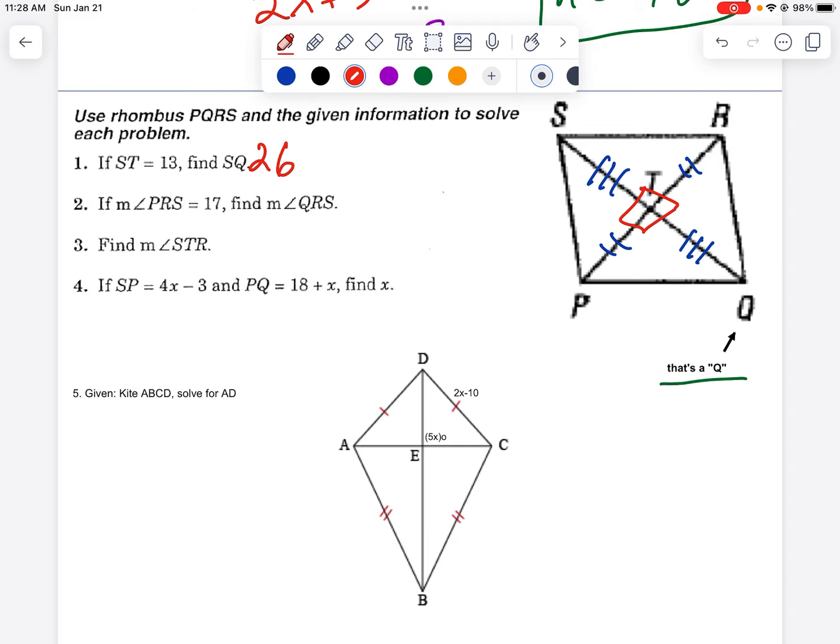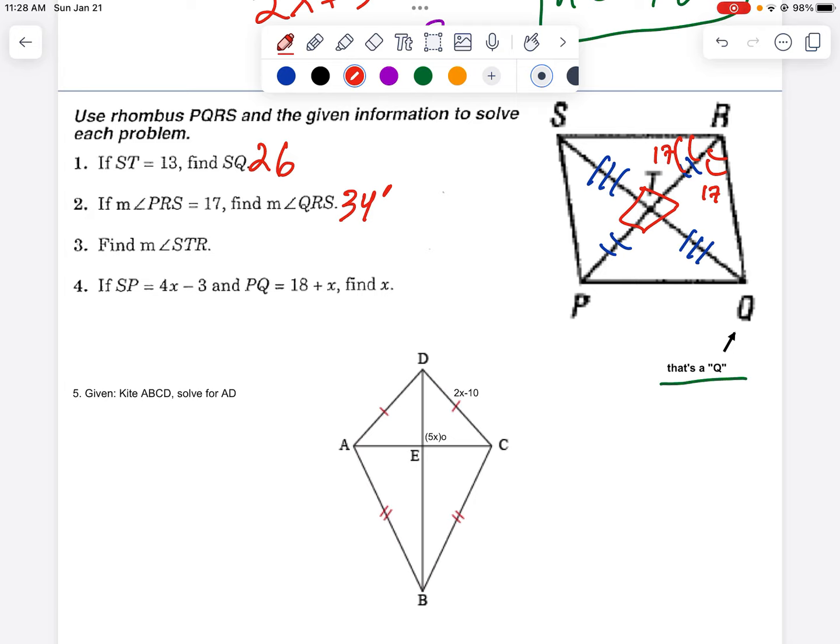Next, it says PRS, which is right here, and PRS and QRS, which is the entire thing. Well, what do we know about the diagonals? Again, the diagonals bisect each other, they're perpendicular, and they bisect the opposite angles. So I think you have a marking something similar to that. If that's 17, well, then this has to be 17, which makes the entire angle 34 degrees.